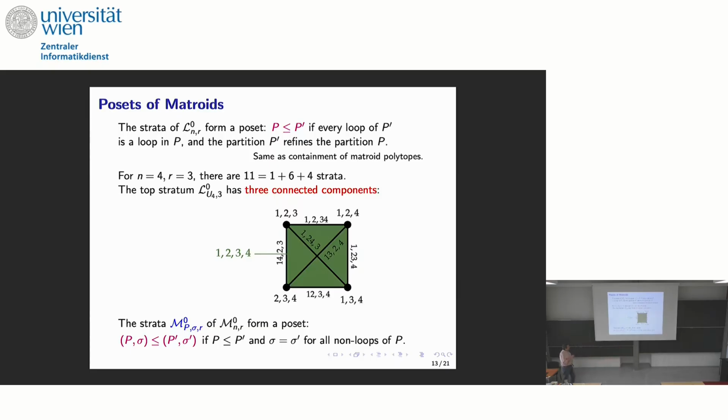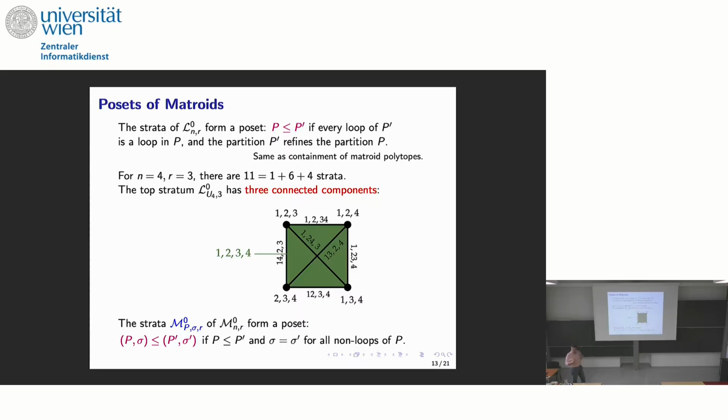Okay, let's do an example. So for example, if n is equal to 4, r is equal to 3, there are 11 strata. That's 1 plus 6 plus 4. And I'm just focusing on the Lorentzian region, so I'm focusing on Lorentzian quadratic forms. So I'm fixing the uniform matroid. Nobody gets sent out and everybody is in their own partition.